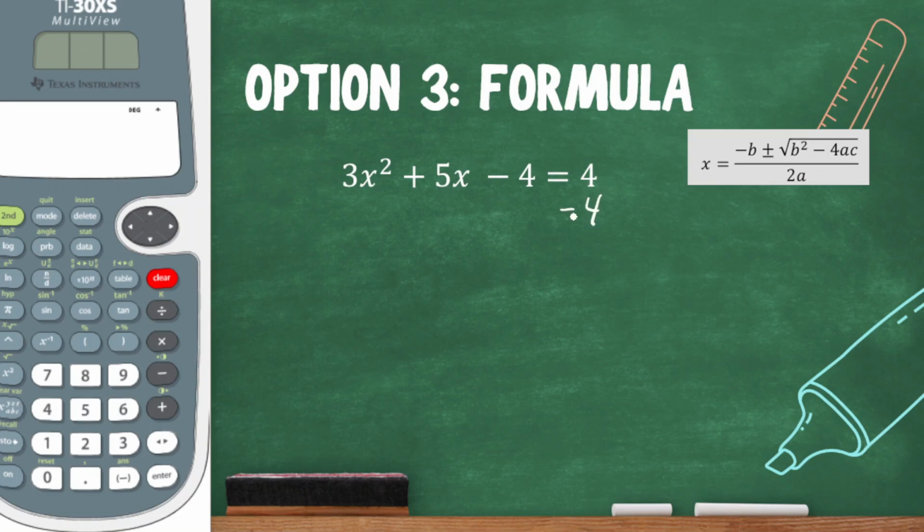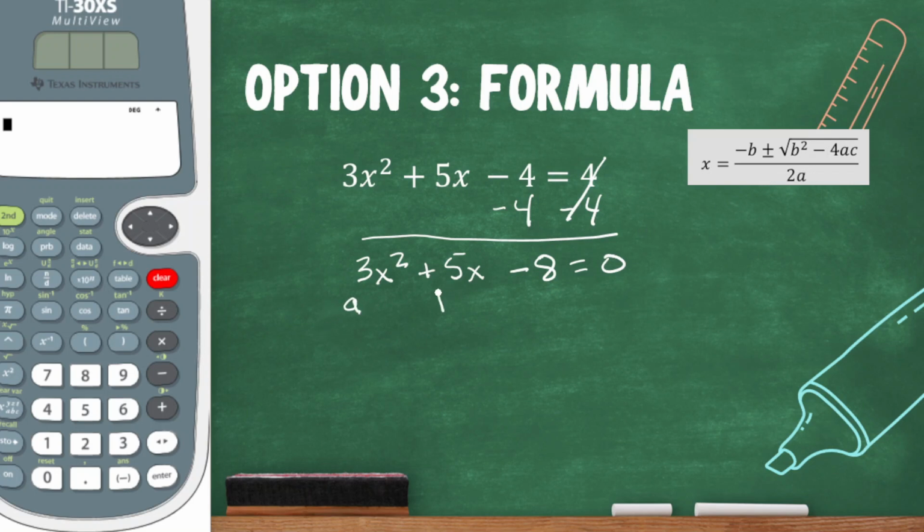So we need this to be equal to 0, so we've got to get rid of this 4 first. So let's subtract 4 from both sides to keep it equal. Just copy everything down. 3x squared plus 5x minus 8 equals 0. And now we have our a, b, and c that we can go ahead and plug in to the formula there.